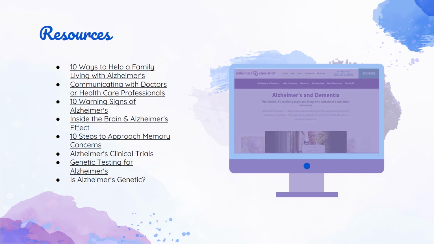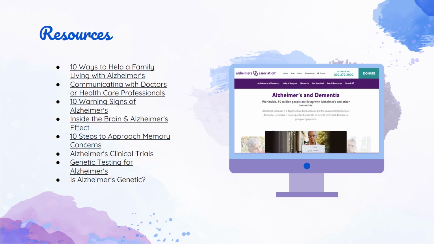So I have linked a couple of resources that can help you or somebody you know better understand Alzheimer's and maybe help diagnose somebody who has Alzheimer's. If you see some of these signs in a family member, it might be helpful just to read through some of these approaches. A lot of information on genetic testing is located here, how to communicate with your doctors, and how to actually help a family member who is living with Alzheimer's.